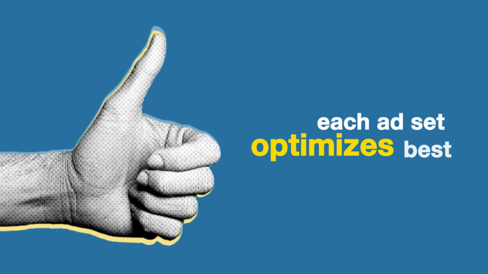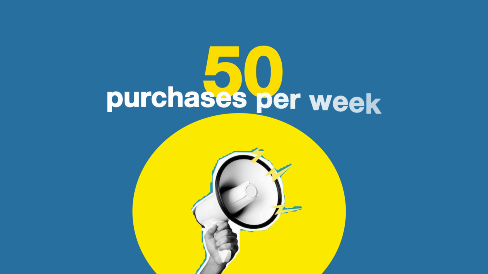But here's a rule of thumb. Each ad set optimizes best when you give it 50 purchases per week. That's roughly 7 to 8 purchases a day. Now, if your target cost per purchase or CPA is around $30, 7 to 8 purchases means that your daily spend should be around $210 to $240 a day.